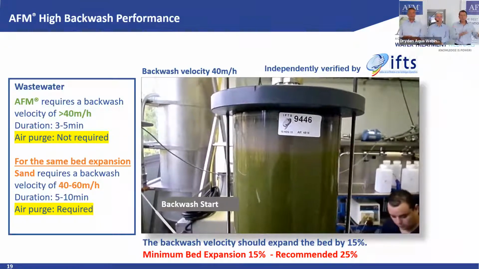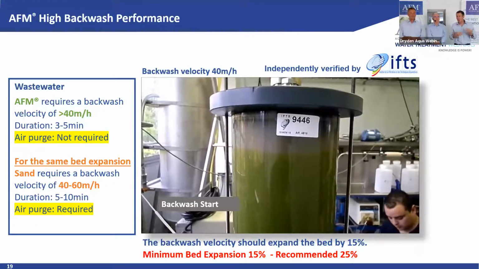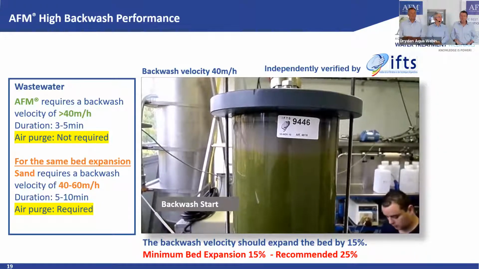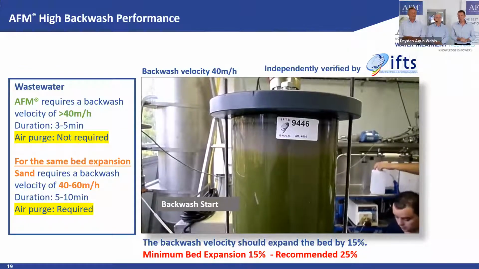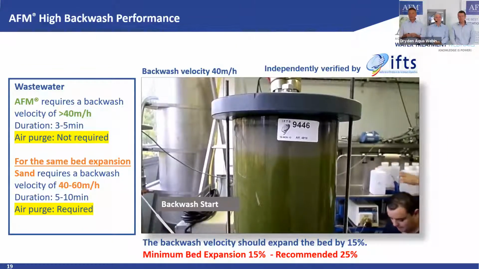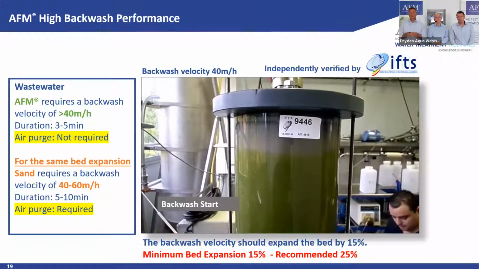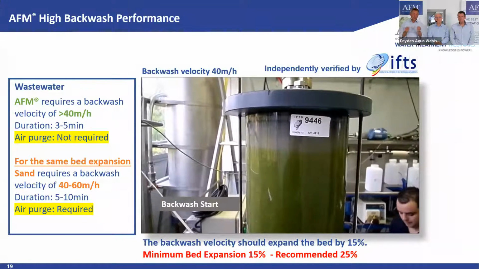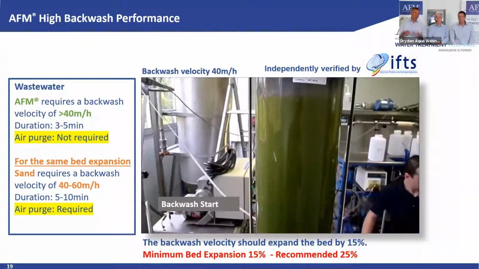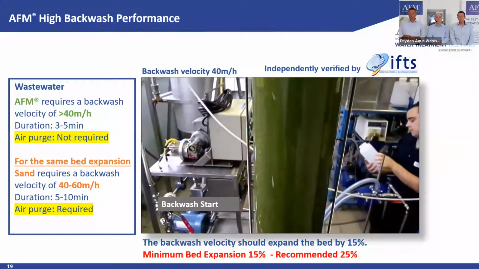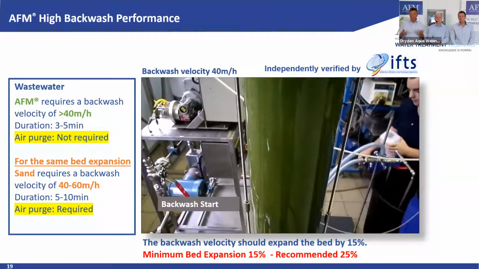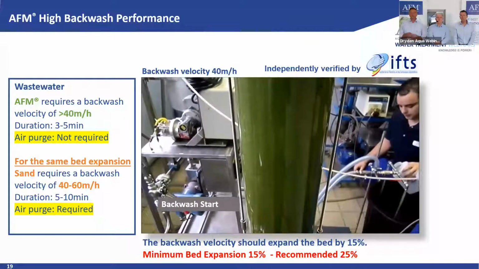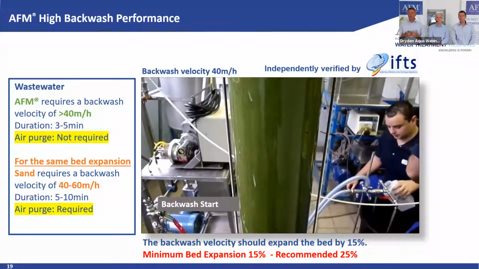Now, this in comparison to sand, because AFM is about 20% lighter than sand. With sand, you would need a minimum 40 to 60 meters per hour to get the same expansion. Yeah, exactly. It always depends on the size of the grain. The bigger the grain, the more velocity you need. And on the shape, but we have an ideal shape, and usually sand also has quite a good shape, because sand is heavier. It's 1,500 kilograms per cubic meter, and glass is 1,250. You need 20% less backwash velocity.